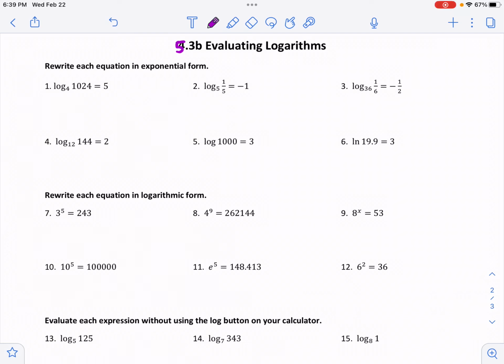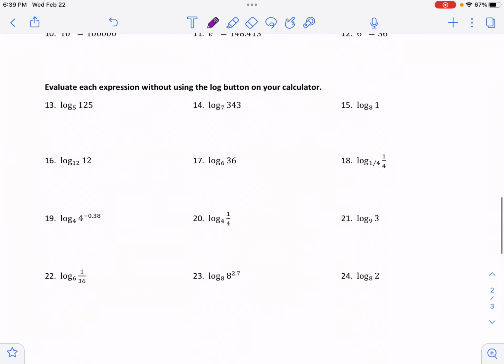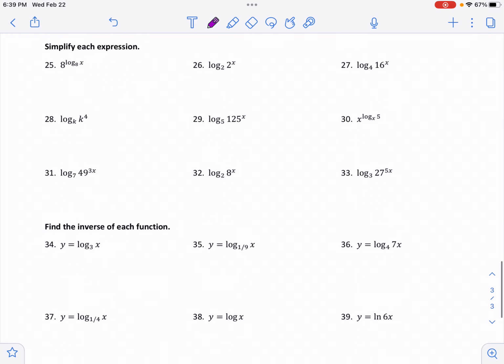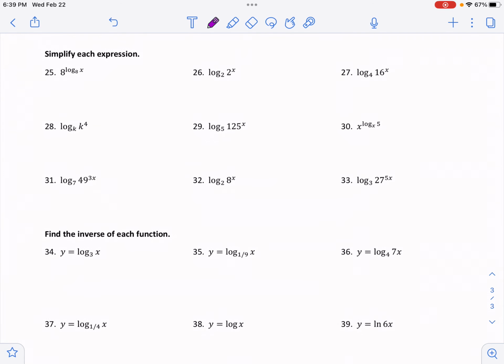Today we're looking at assignment 5.3b, evaluating logs. Now we looked at the first page in the last video, so I'm not going to go over that again, but we're going to go ahead and look at this backside where it starts out by saying simplify each expression. Now I'm going to start by looking at problem 26. We'll go back to 25 in just a moment.